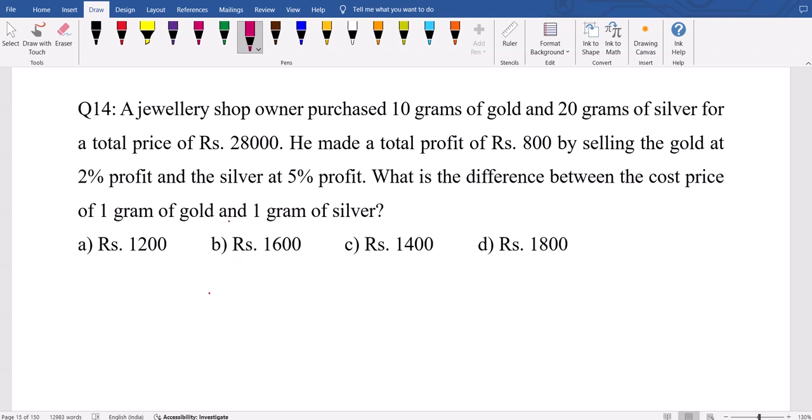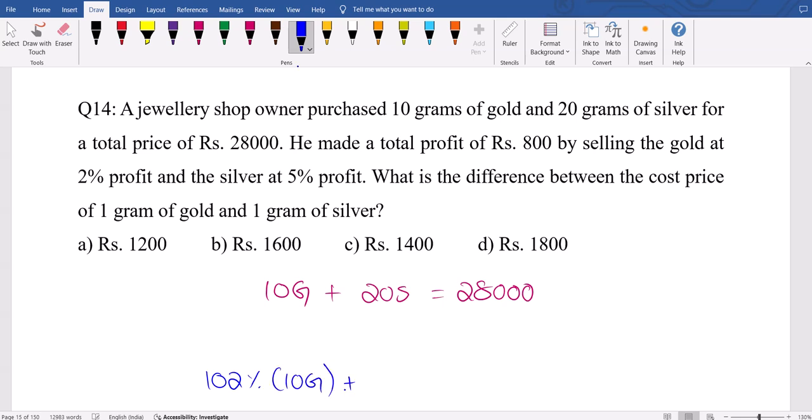So we will get two equations. See, 10 grams of gold plus 20 grams of silver is 28,000. Next, 2% profit on selling the gold, so 102% of 10 grams plus 105% of 20 grams of silver, giving a total profit of 800. So I have to write 28,800. The 800 profit is added.